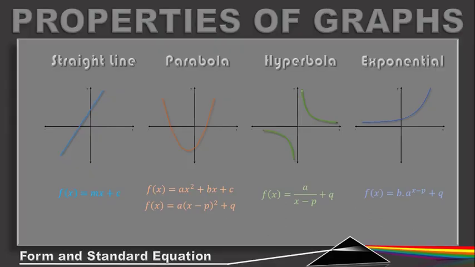To get started, we start with the properties of the graphs. These are the four basic functions that we will be working with in grade 11: the straight line, the parabola, hyperbola and exponential. These are the standard forms and the standard equations that you should know by heart.